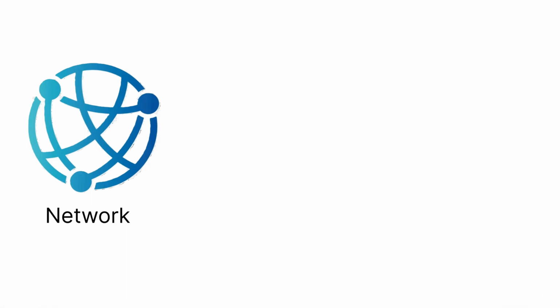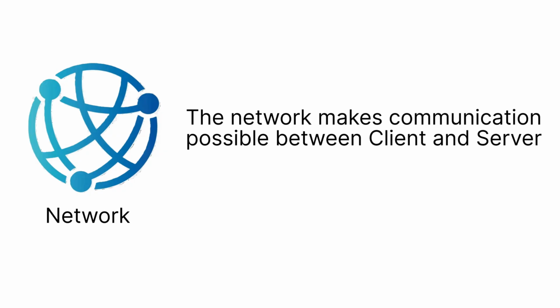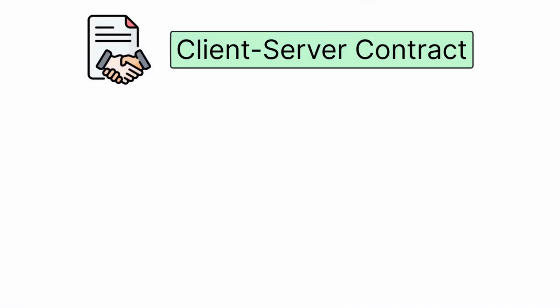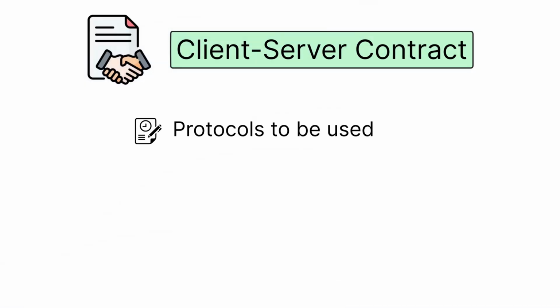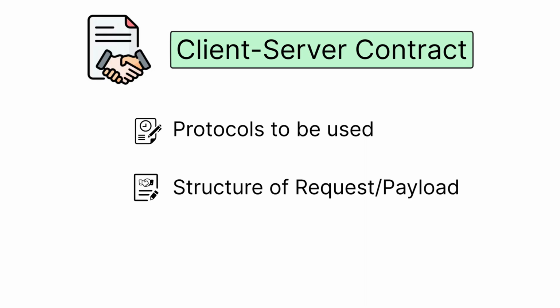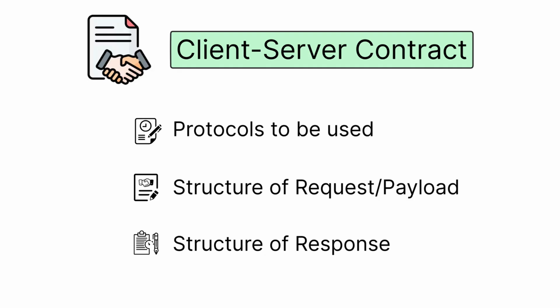Another crucial component of this architecture is the network. The client will send a request for data, and the server processes that request and sends back a response. The network makes this communication possible. Now, when designing a system using client-server architecture, the client and server must agree on a few things. First is which protocols will be used for the communication. Secondly, how the request from the client should be structured. And lastly, what the response from the server should look like. Following these guidelines ensures smooth and efficient communication between them.